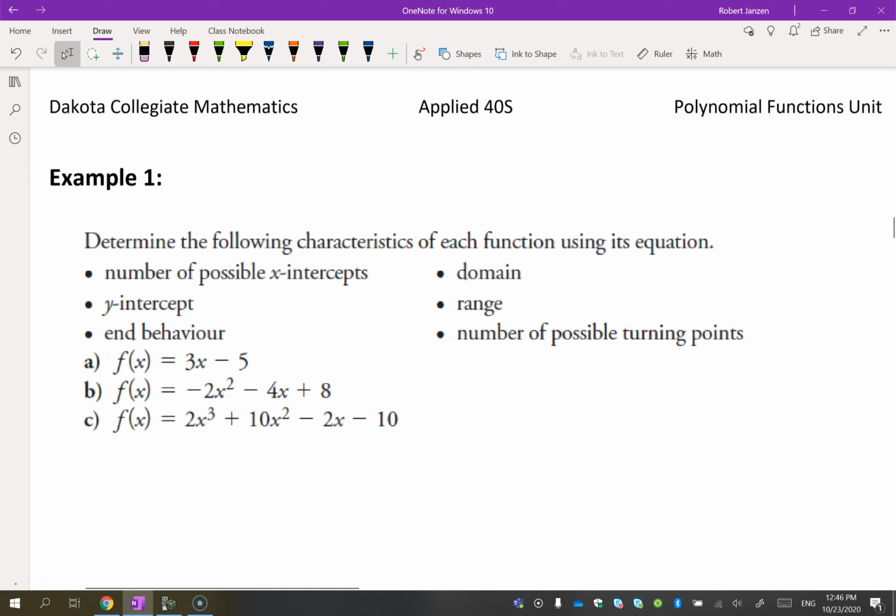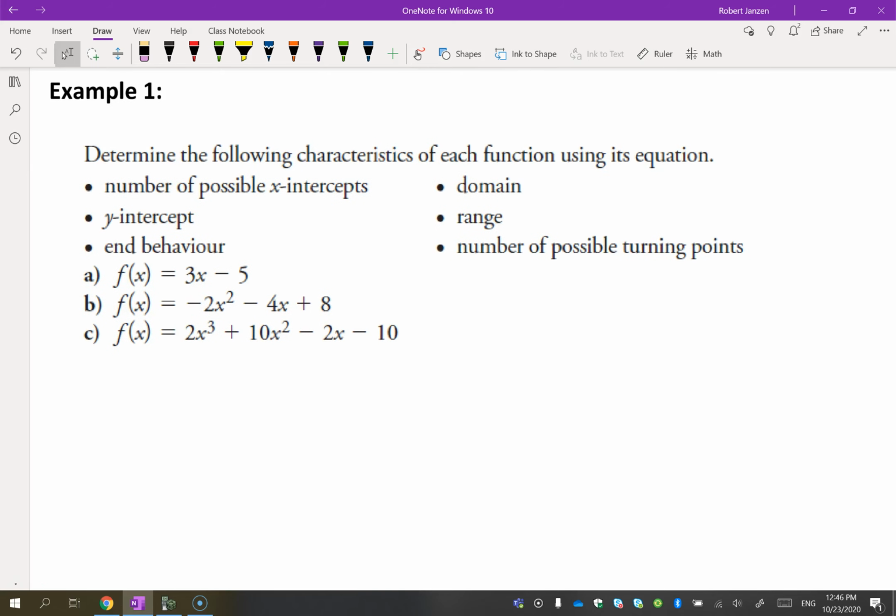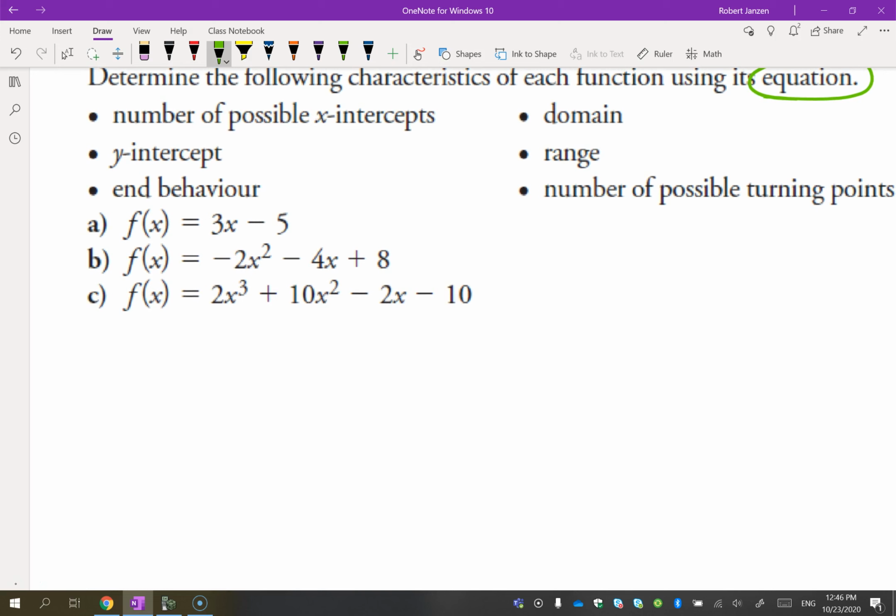Okay, so looking at this, we're going to go for some characteristics, and it says determine the following characteristics of each function using its equation. Now, if this was a test and you were stuck, you could always graph it and you would be able to find some of that out. We're going to try to do it just by looking at the equation though.